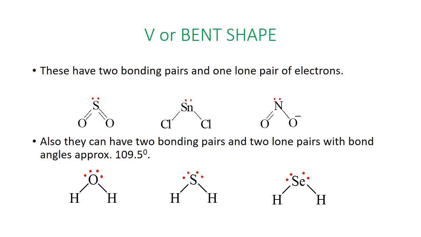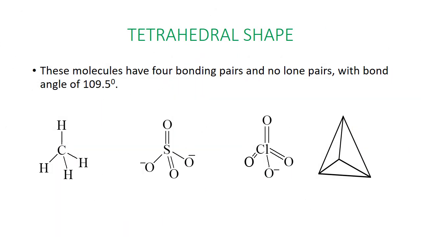We can also have one where we have two bonding pairs and two lone pairs. The examples are as shown below. They also attain a bent or V shape.